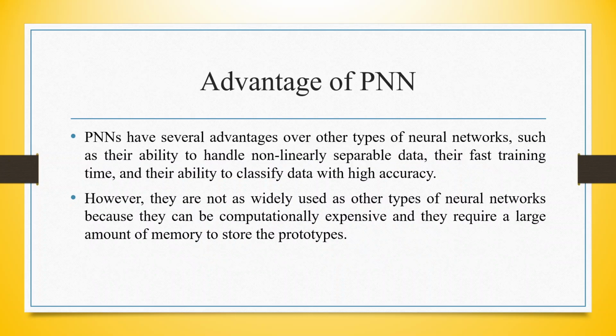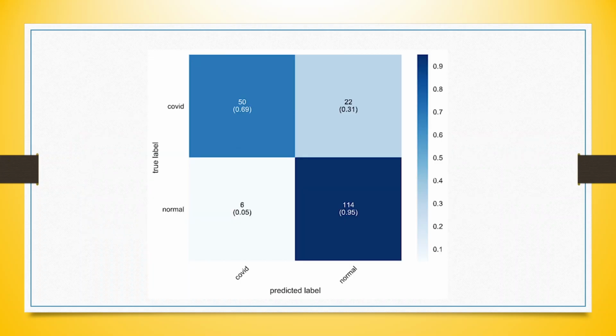for the classification. PNNs have several advantages over other types of neural networks, such as their ability to handle non-linearly separable data, their fast training time, and their ability to classify the data with high accuracy. However, they are not as widely used as other types of neural networks because they can be computationally expensive and they require a large amount of memory to store the prototypes.